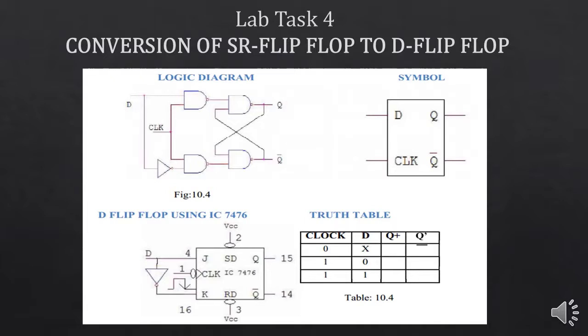D flip-flop can also be constructed using the JK flip-flop. For this purpose, the J and K pins are connected together using the NOT gate. So when the clock signal is low, the previous state will be retained. When you apply 0 at the D pin, it will reset the output, and when D is equal to 1, it will set the output. So when D is 1, here Q plus will be equal to 1 and Q bar will be equal to 0. And when the clock is 0, the previous state will be retained. This is how you convert the SF flip-flop and JK flip-flop to D flip-flop.